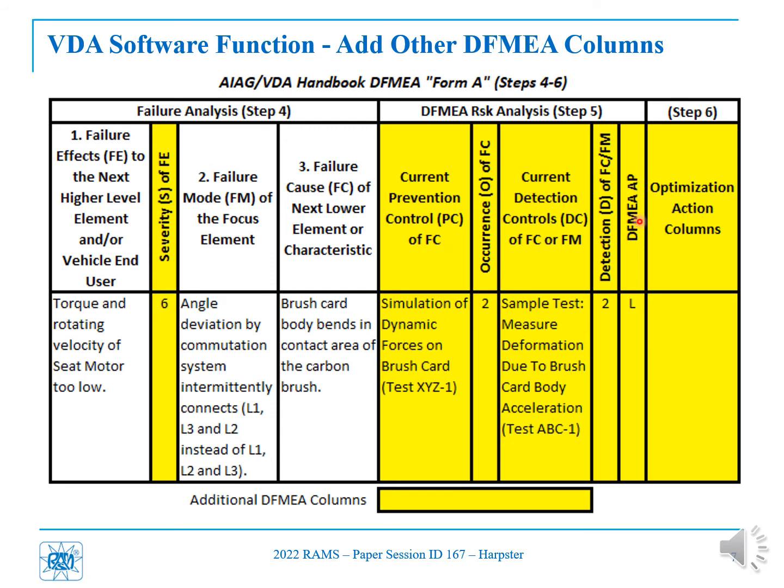We have a new column here that isn't present in the AIAG 4th edition DFMEA, which is called the DFMEA AP, or action priority. This replaces the risk priority number for determining what to work on. And over here in section 6, this is where we're going to put our recommended actions, which in the new methodology is called the optimization section.